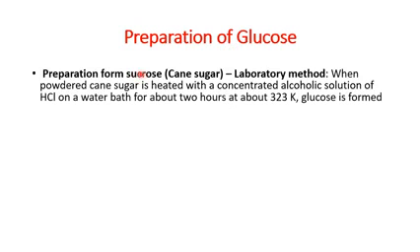How is glucose prepared, in the laboratory or for our use? It is prepared from sucrose, a disaccharide. When powdered cane sugar, that is sucrose, is heated with a concentrated alcoholic solution of HCl, that is HCl dissolved in alcohol, for around 2 hours at 323 Kelvin, around 50 degrees Celsius, glucose is formed.